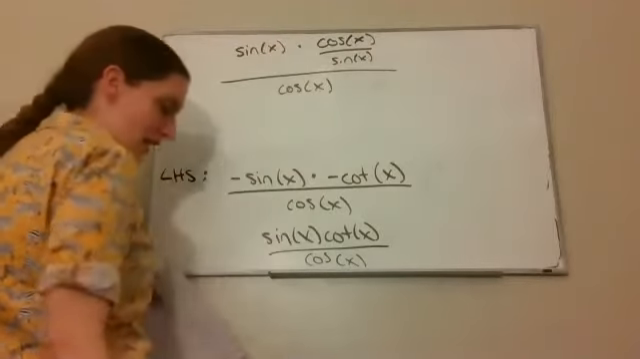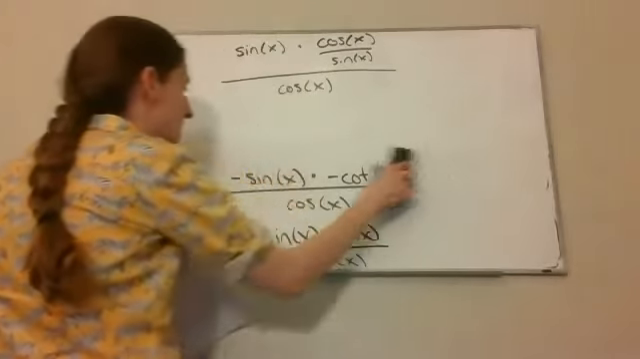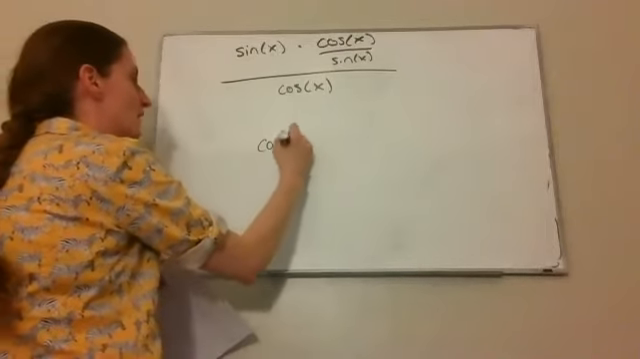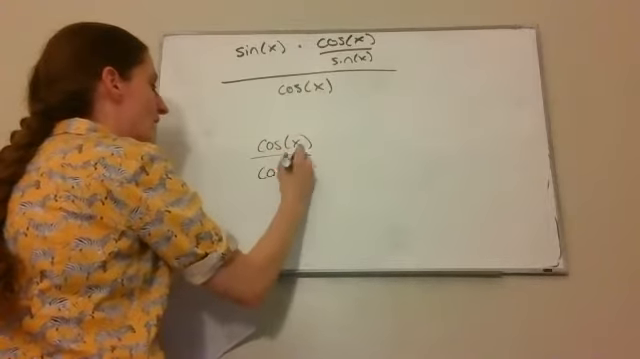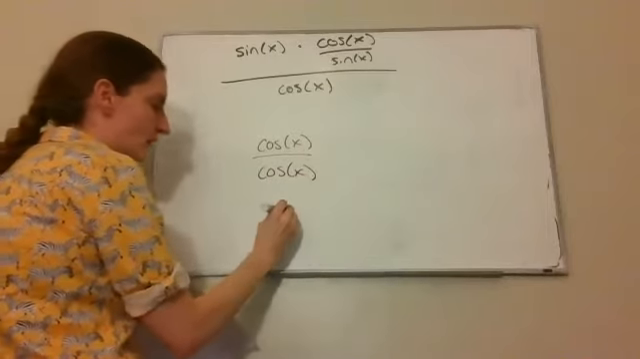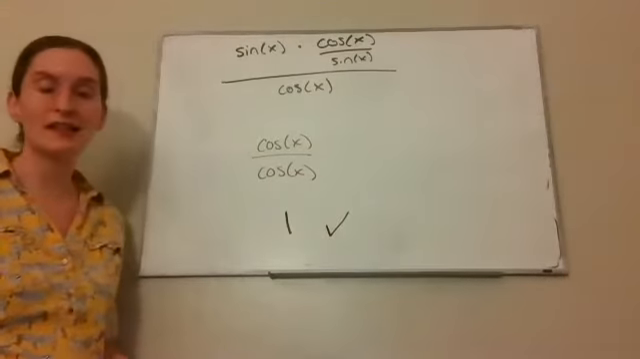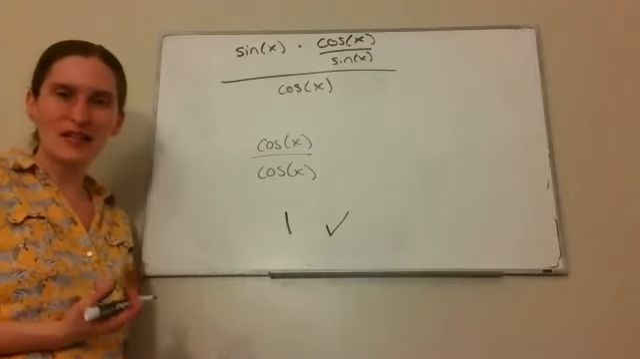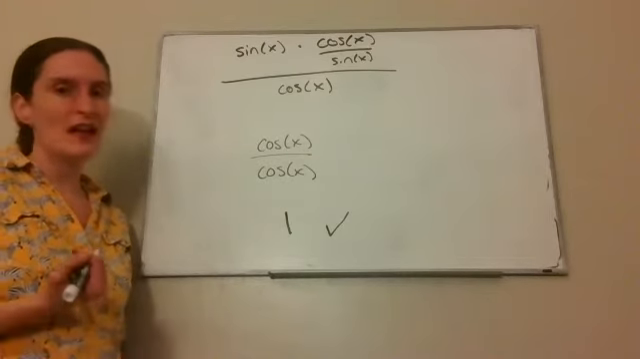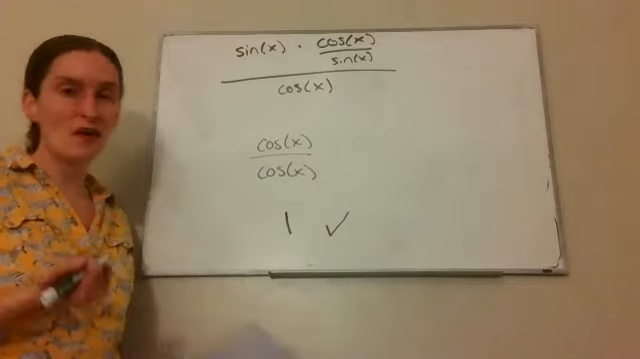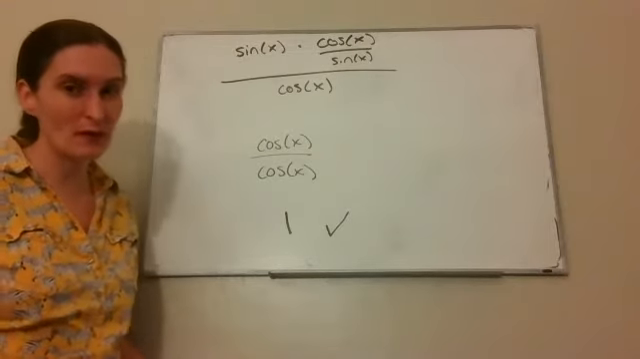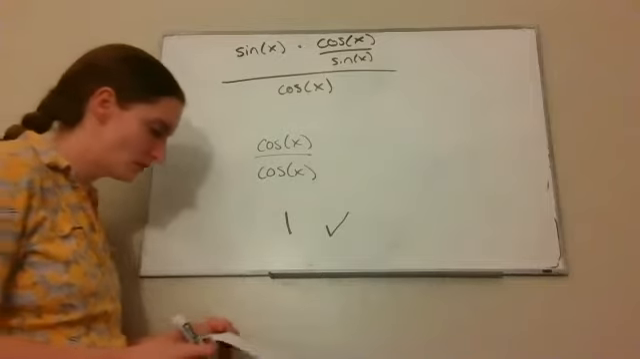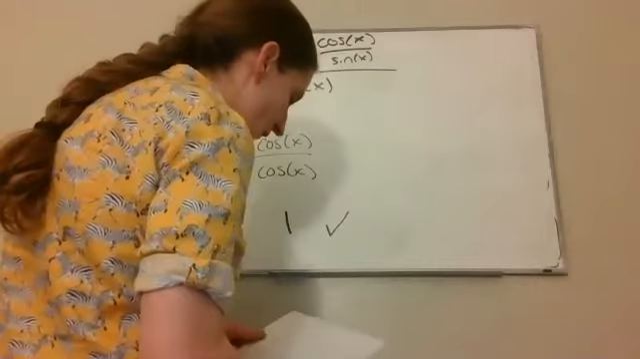So the sines get to cancel out in the numerator, leaving me with just cosine of x over cosine of x, which simplifies to 1, which was the right-hand side of what I was trying to show. So all we did was take the left-hand side of the identity we were to prove and just manipulated it using all of the identities we know and properties of our trig functions until we got the right-hand side. Let's do another one of those.